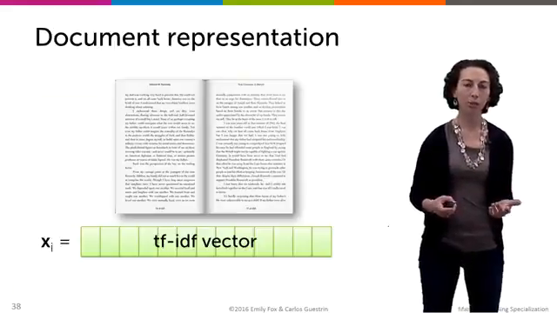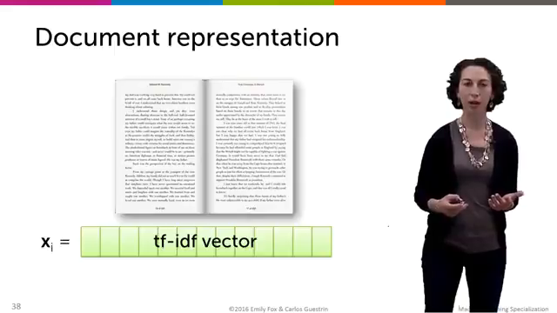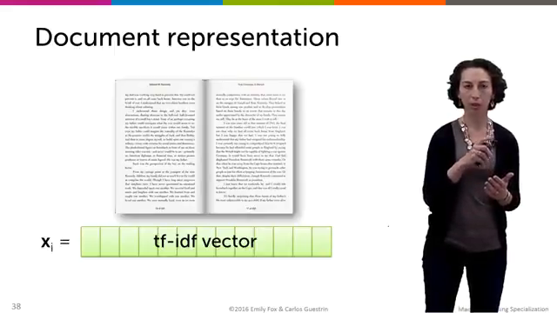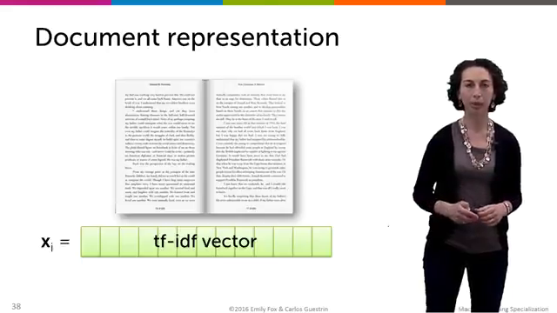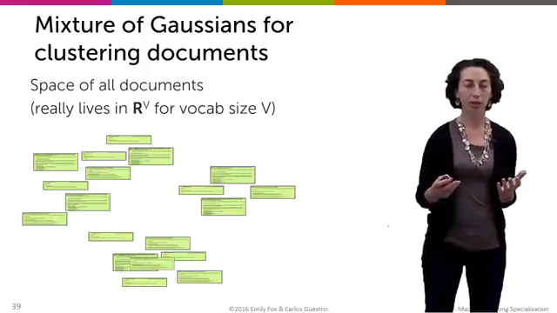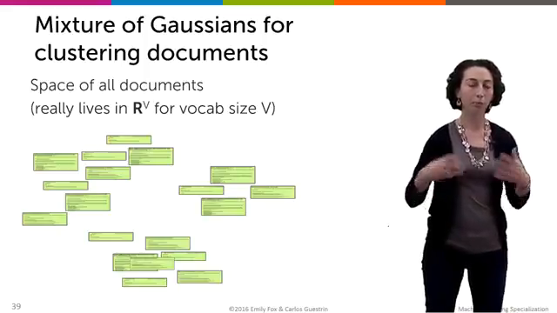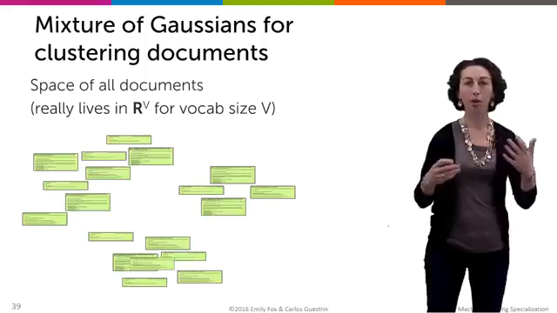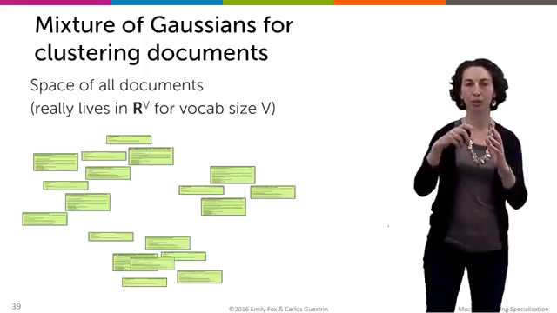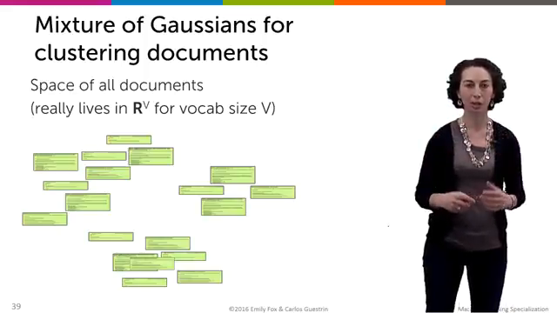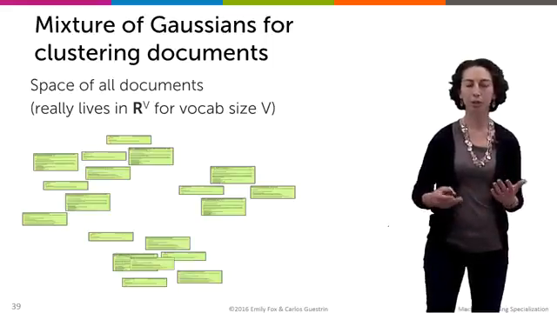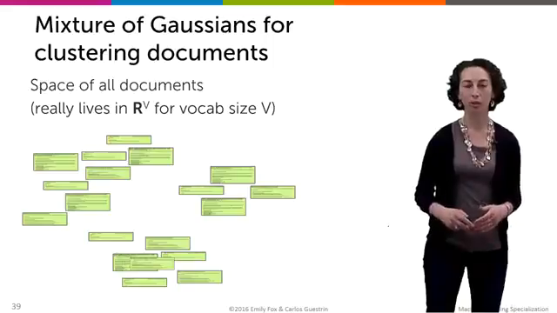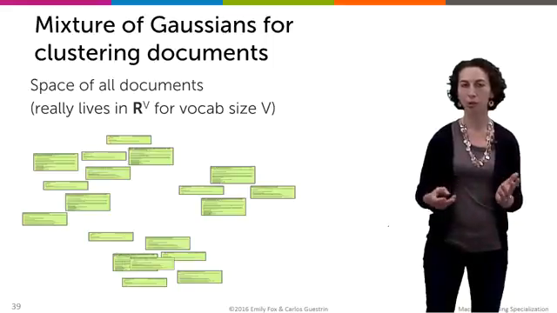And for our document representation, we're going to use our standard TF-IDF vector. So it's going to be a vector with the number of elements equal to the size of the vocabulary. And so then, based on this document representation, we can think of embedding our documents in R to the V, so the real space with V different dimensions, where V is the size of the vocabulary. And in this picture here, we're just showing 2 dimensions, of course. So it's as if we had a vocabulary with just 2 different words.